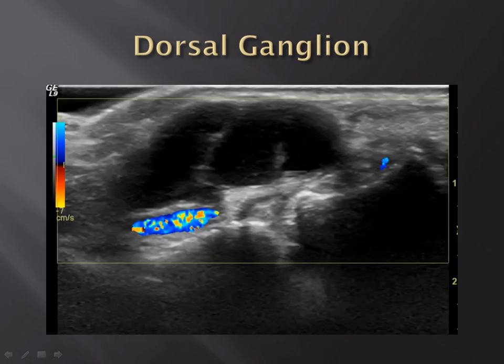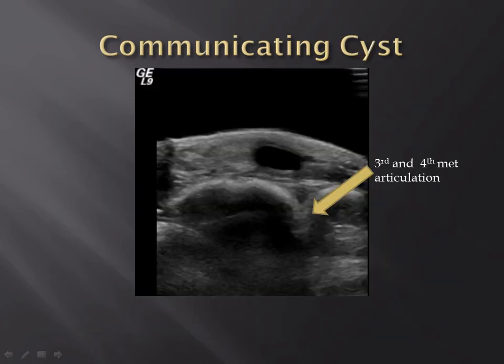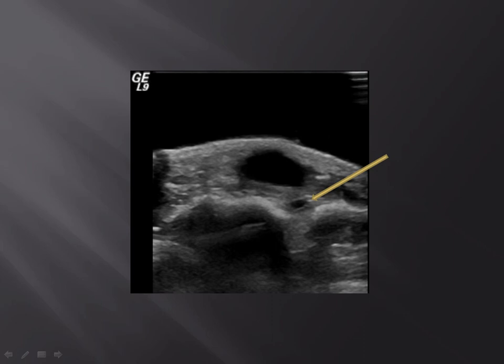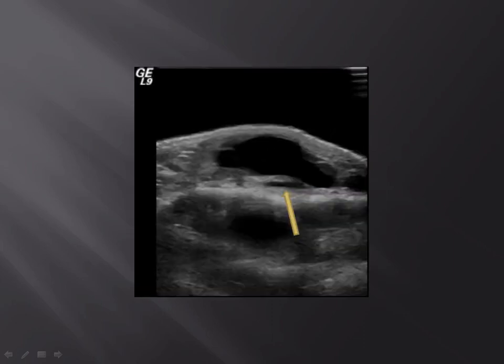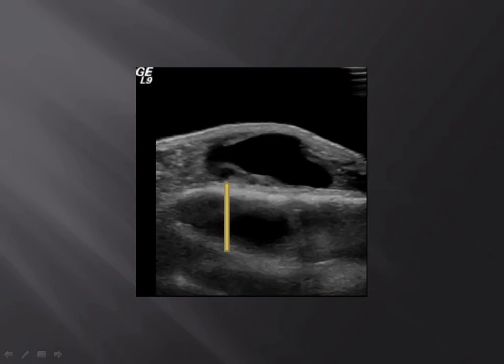Again, this image is just to remind us to always use Doppler to evaluate what we think may or may not be a cystic mass anywhere under ultrasound. And often you can see a communication of the cyst with one of the joint spaces. So here's the articulation of our third and fourth metatarsal, and you can see a little neck coming out, and as you follow it around, you could actually see it coming along the inferior portion of this, wrapping around and eventually spilling into this ganglion.